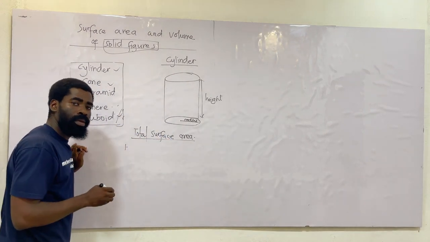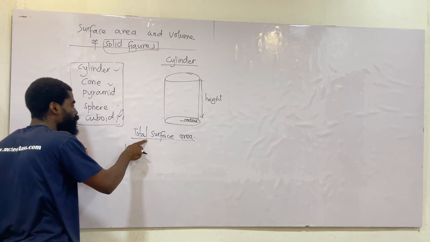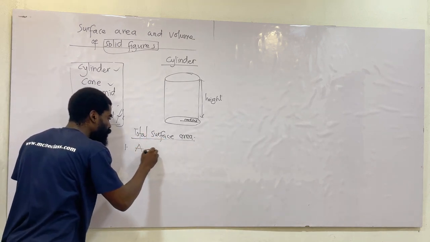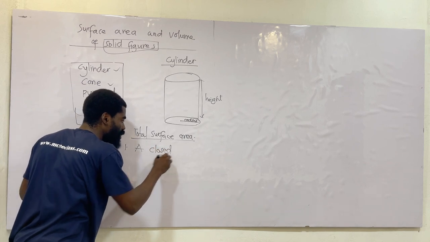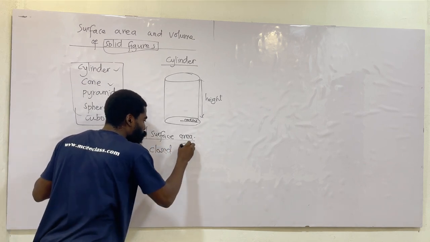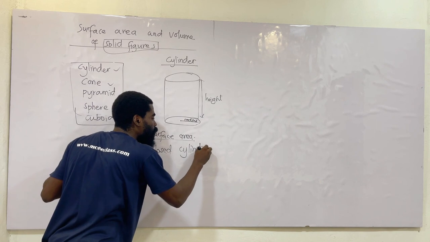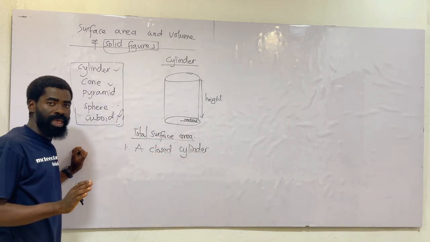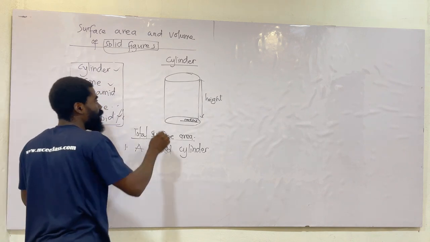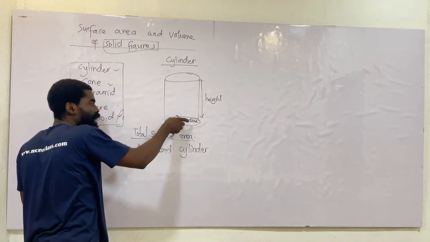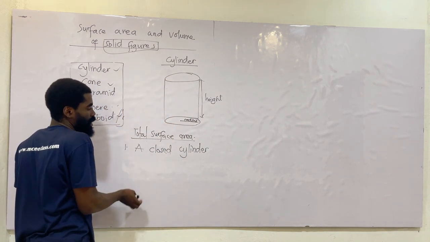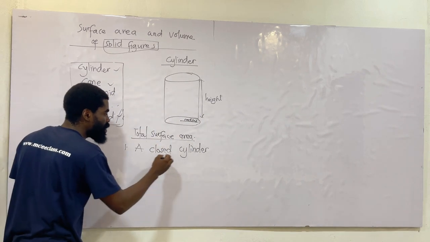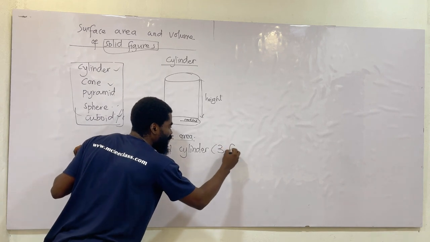One, the total surface area of a closed cylinder. When I say a closed cylinder, I mean it is complete. No other side is open. You get the point I'm making here? I'm taking the total surface area of a cylinder. I said that we do it in 3 ways. We have a closed cylinder. For a closed cylinder, that means all the faces are available. That will give us 3 faces.